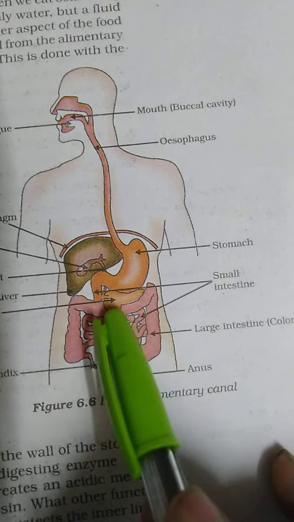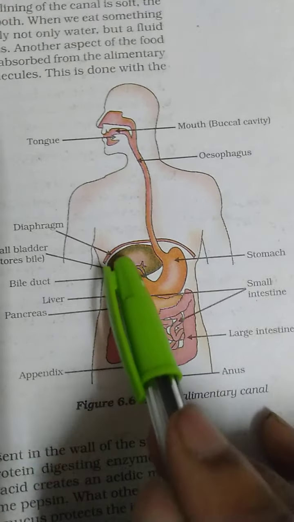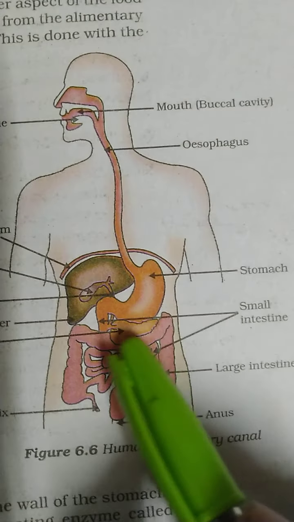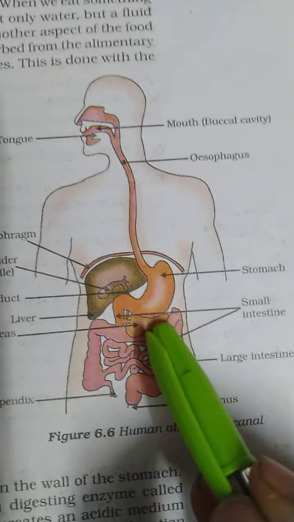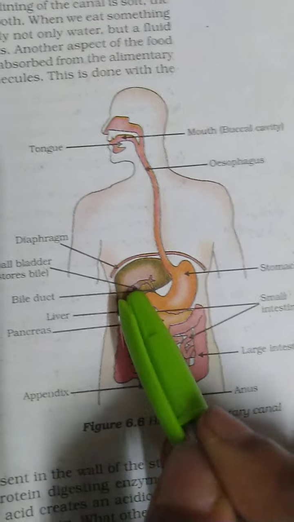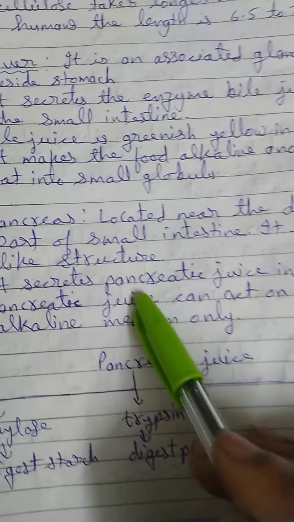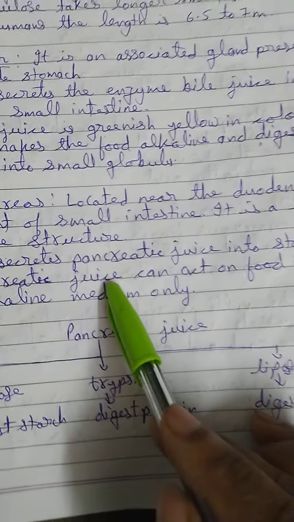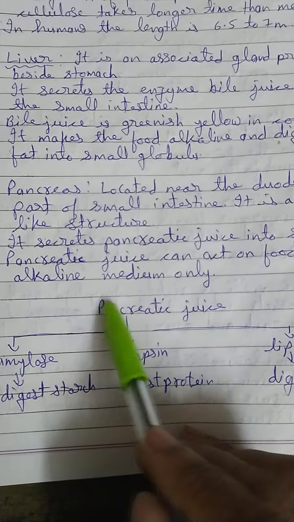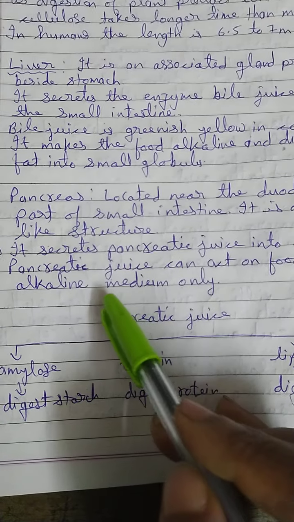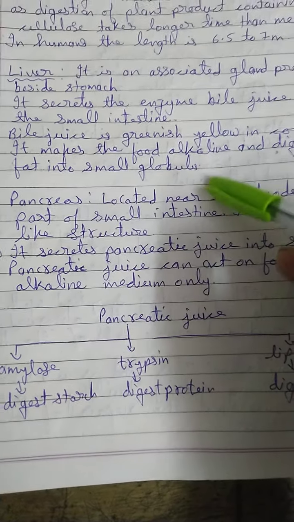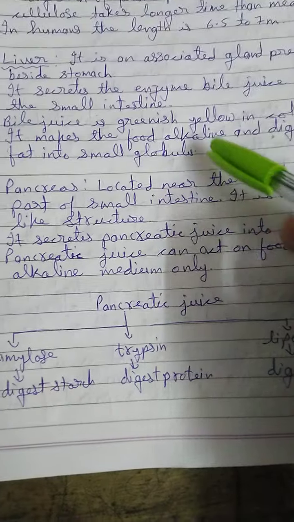Near it, one leaf-like structure is there, and this is liver. So the small leaf-like structure is called pancreas, and this brown color structure is the liver. So the pancreas, it secretes the pancreatic juice. Pancreatic juice can act on the food only in the alkaline medium. That means for the action of the pancreatic juice, the liver helps by making the food alkaline.